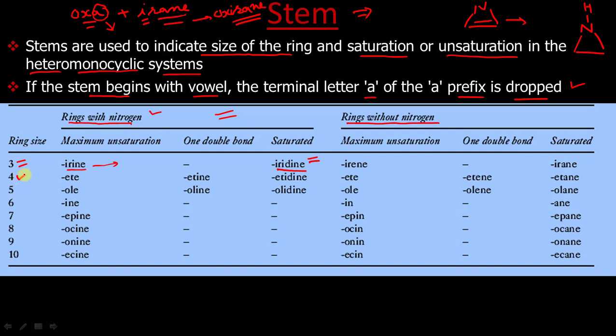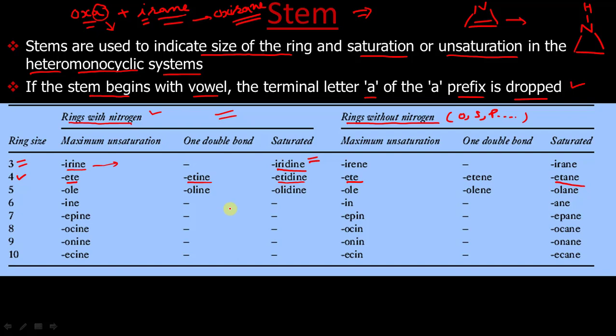Similarly for four-membered rings, if it is saturated, the stem is ete, and if it contains only one double bond, it is etine. If it is saturated, it is etidine. Now if it has a heteroatom other than nitrogen, it can be oxygen, sulfur, phosphorus, and so on. For such compounds, for a four-membered ring with the maximum unsaturation, the stem is ete, and for a saturated system it is etane. So that's how you find the stem from this table.